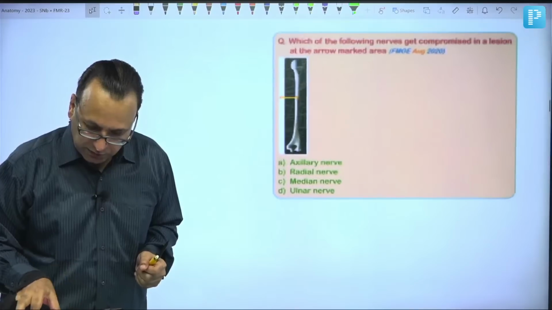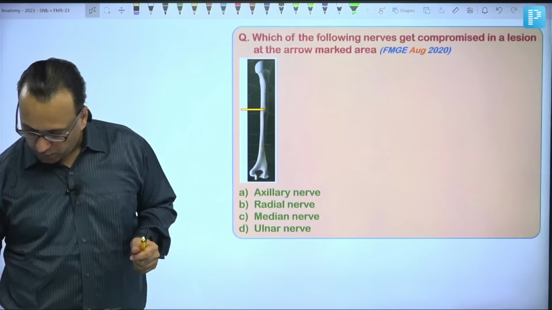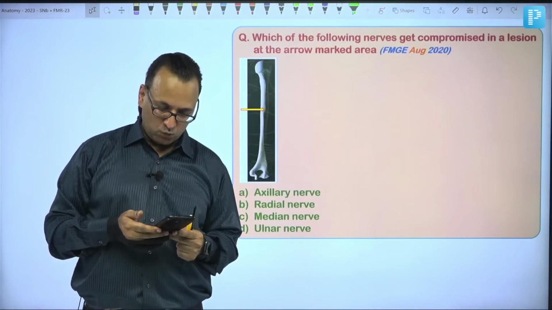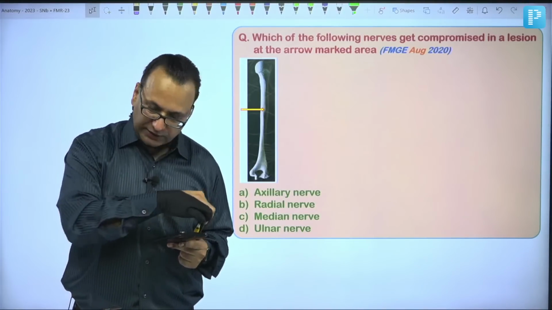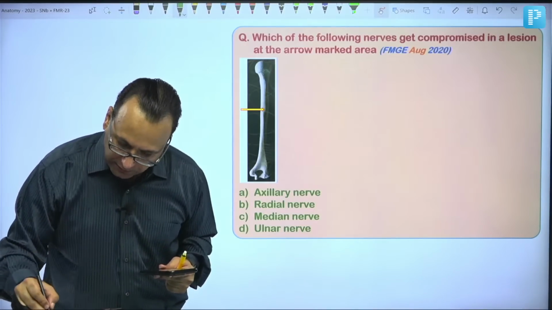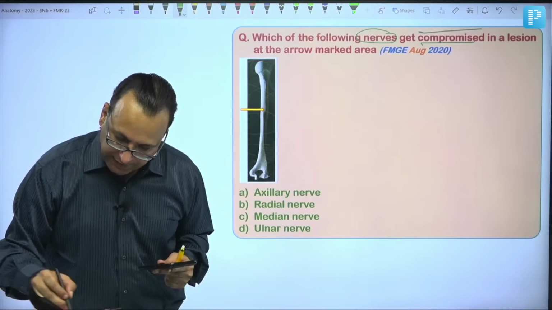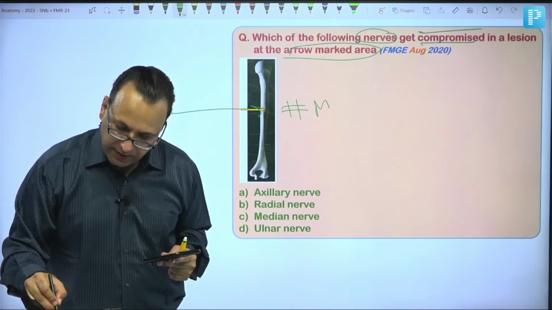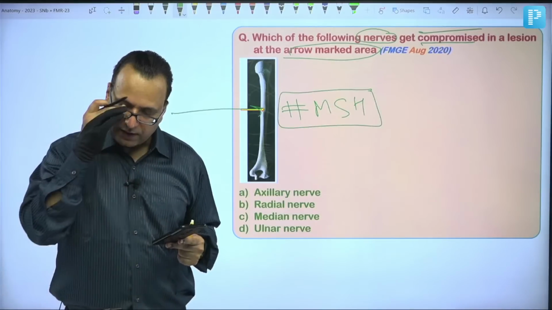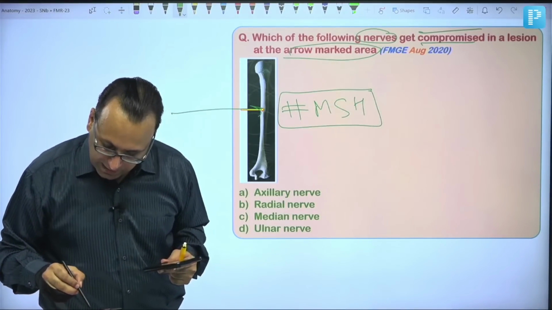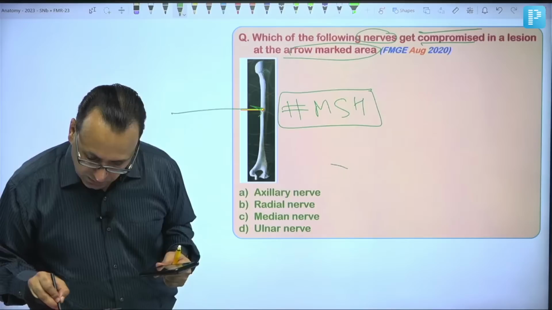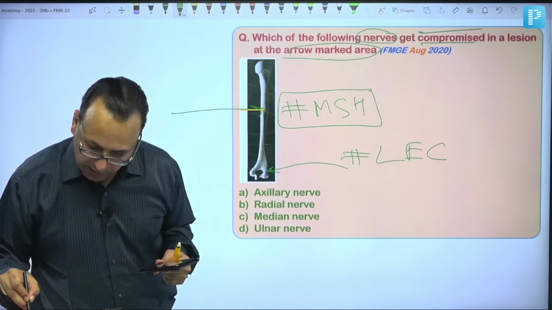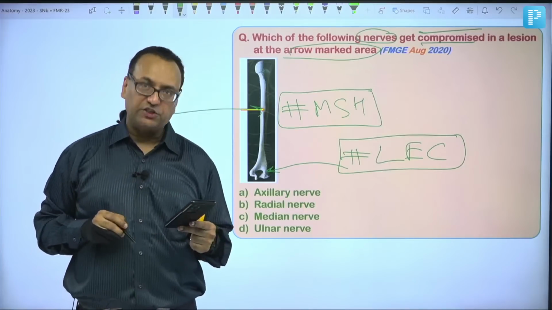And this is a simple question now. There shouldn't be much problem. What do you think is the answer? It is asking which of the following nerves is compromised in a lesion at the arrow mark. The arrow mark is a fracture of the mid shaft of the humerus. It could also happen in this fracture, a fracture of the lateral epicondyle. So the same nerve will be compromised, yes, the radial nerve.